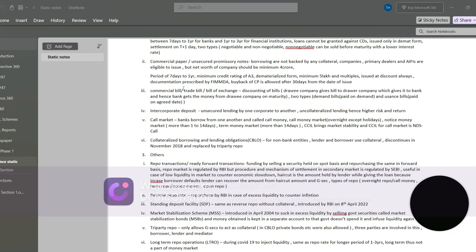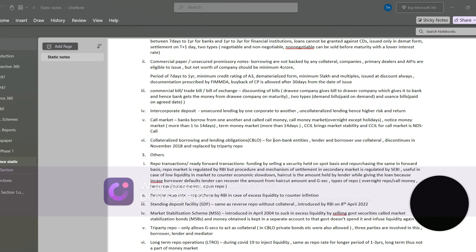Now, fifth is call market. In call market basically banks borrow from one another, and this is called call money market, like call market, and they can be of three types. In call money market, this borrowing happens overnight, except holidays. In notice money market, it happens from 1 to 14 days. In term money market, it happens for more than 14 days. And here the security is given by CCIL. It brings market stability, and the CCIL platform for call market is NDS Call.